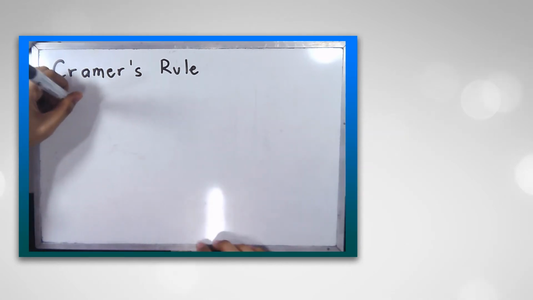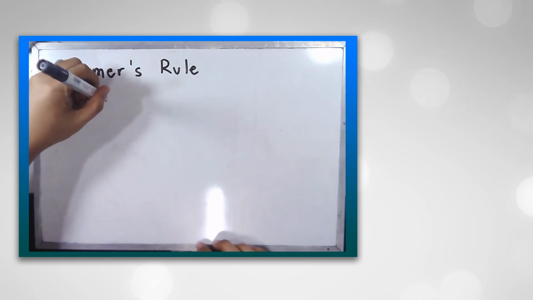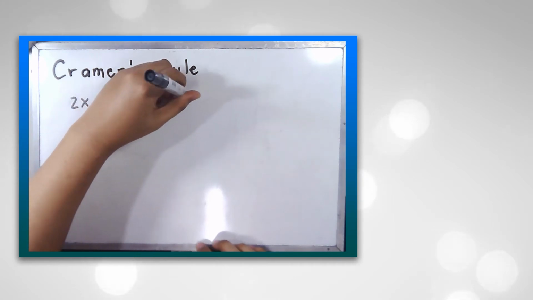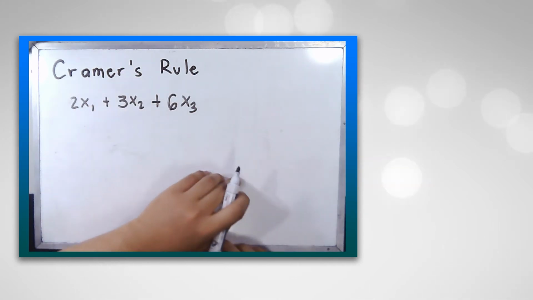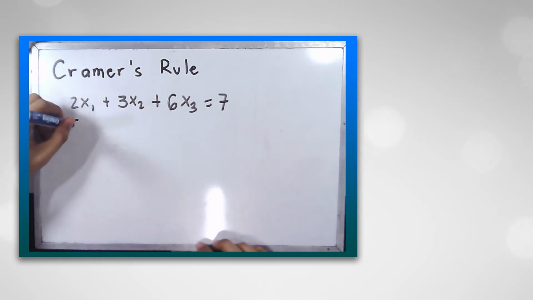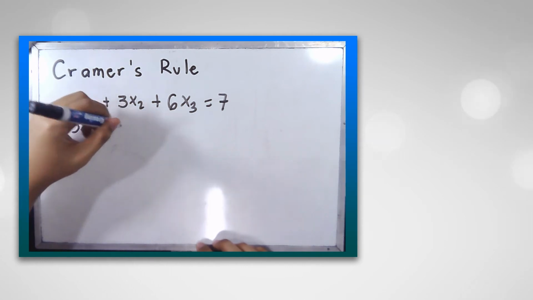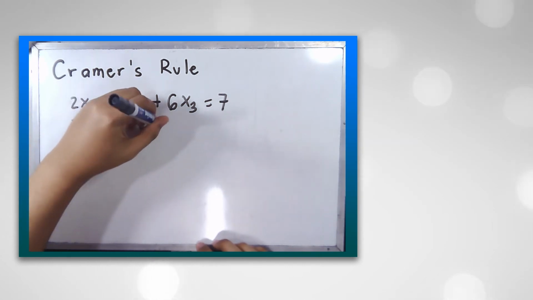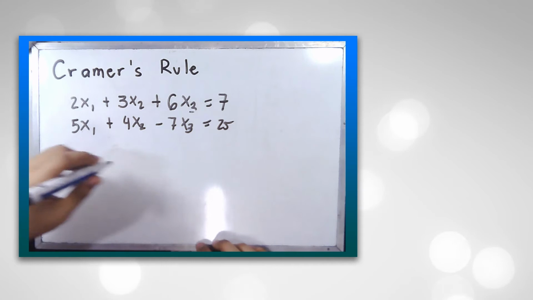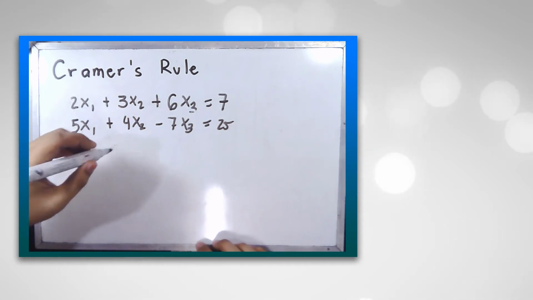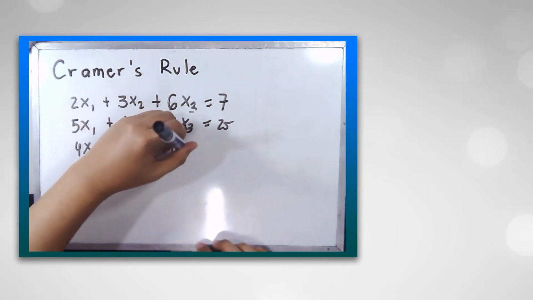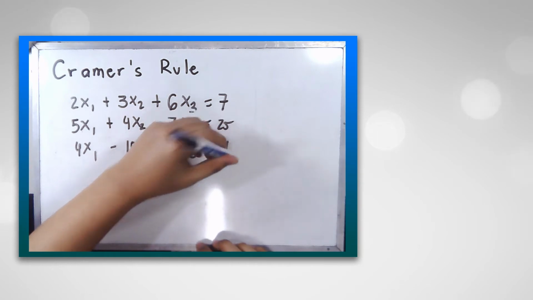We have this problem: 2x sub 1 plus 3x sub 2 plus 6x sub 3 is equal to 7. 5x sub 1 plus 4x sub 2 minus 7x sub 3 is equal to 25. 4x sub 1 minus 18x sub 2 plus 10x sub 3 is equal to 21.